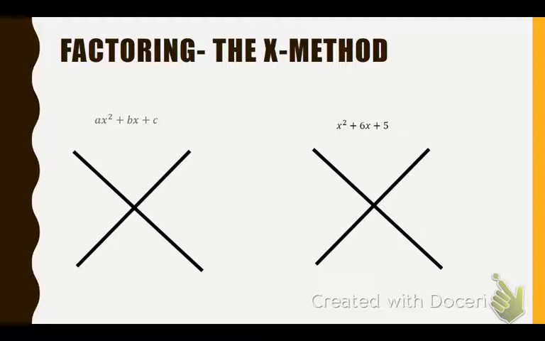So we're going to review it this year, because it is very important to the PERT test. Alright, so here's what you're going to do. You're going to draw an X.